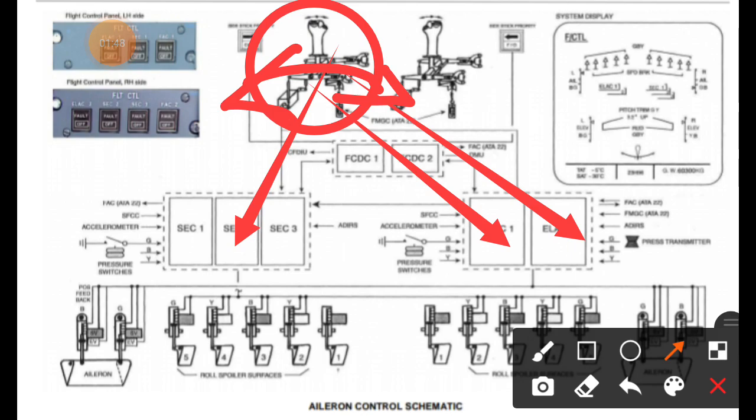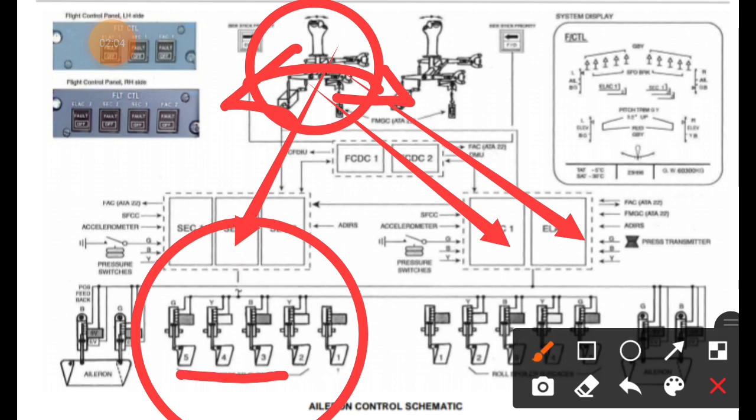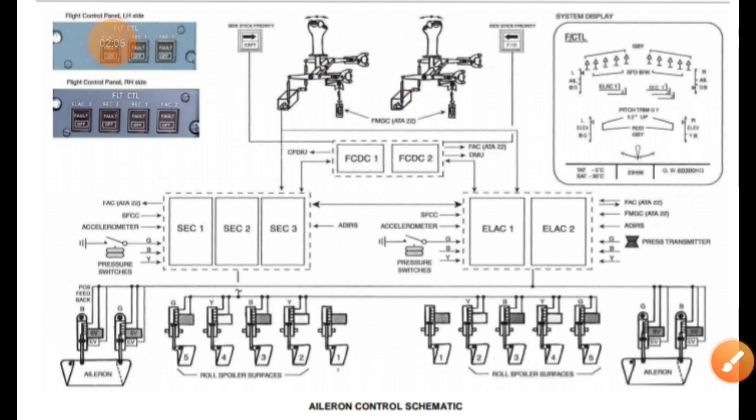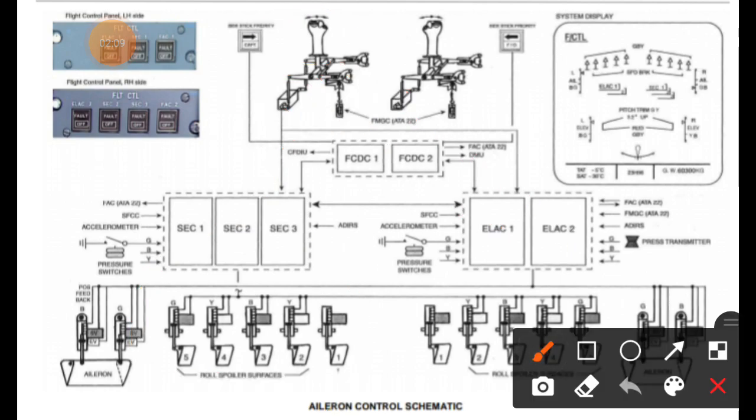Also in normal law, wherever there is a need of the roll spoilers, we use the roll spoilers. Here it is showing that the roll spoilers are from 2 to 5. You can see here again, these are the roll spoilers from 2 to 5. Spoiler number 1 is the ground spoiler. It is only used on the ground, but for rolling, 2 to 5 are used depending on how much spoiler is needed.